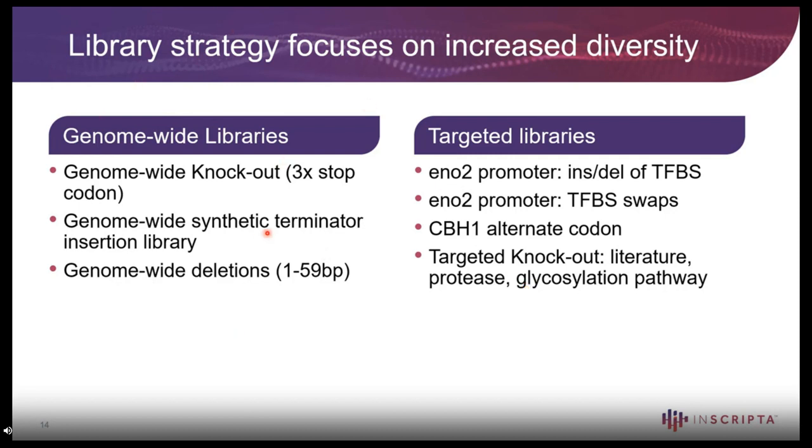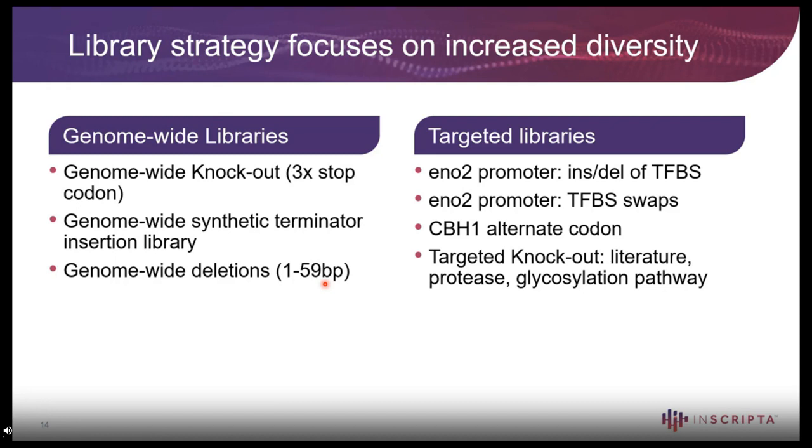So for the genome-wide libraries, we had genome-wide knockout libraries where we insert a triple stop towards the beginning of a gene, and we did a knockout library of every single gene in yeast. And then we also made genome-wide synthetic terminator insertion libraries. So we took a synthetic terminator, inserted at the 3' end of every gene in yeast. And then we also had genome-wide deletion libraries. So in this particular library, there were deletions between 1 and 59 base pairs that were introduced throughout the yeast genome. And these deletions could target either promoter regions, or it might target within the open reading frame of a protein as well.